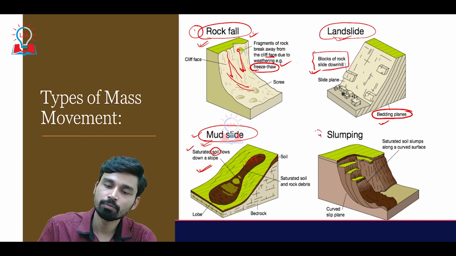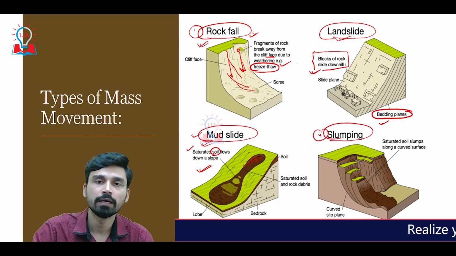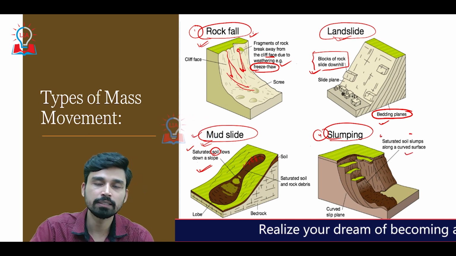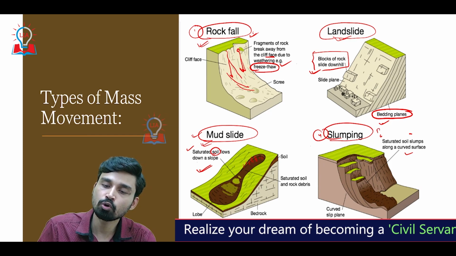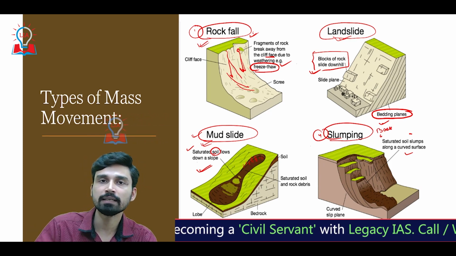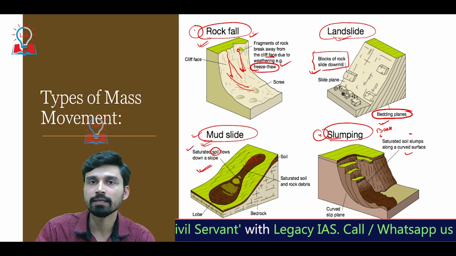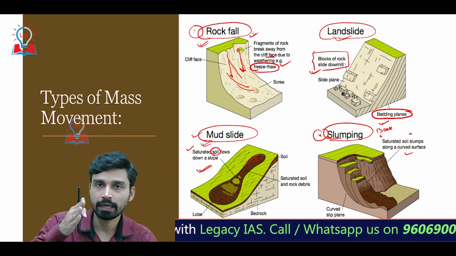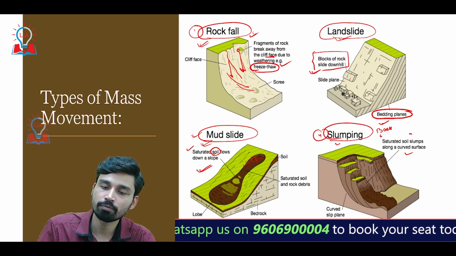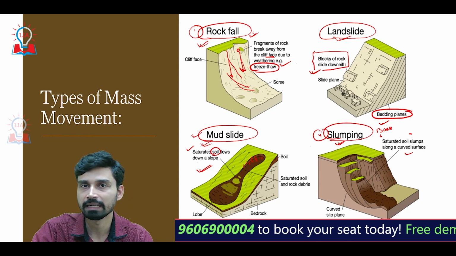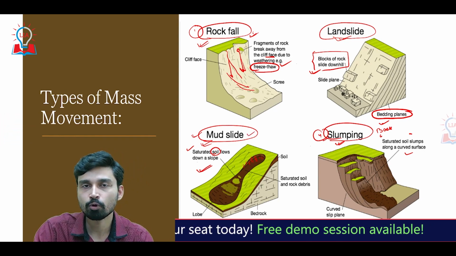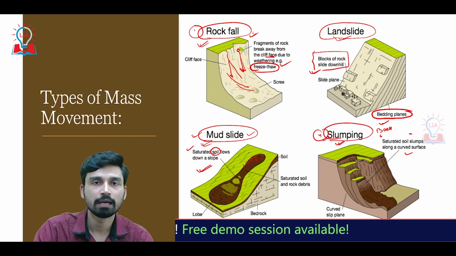The fourth kind of mass movement we call slumping. In slumping, what happens? We have saturated soil that slumps along a curved surface. This is sometimes also called backward rotation, because when such movement happens, it seems that the saturated soil layer is rotating in a backward direction with reference to the plane of movement. So such mass movement has been given the name of slumping. So rockfall, landslide, mudslide, and slumping, these are the four major categories of mass movement that we see around ourselves.